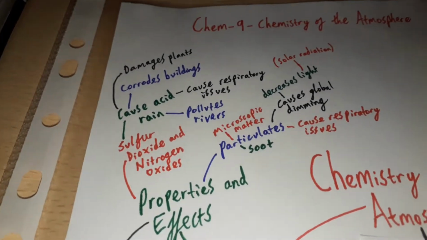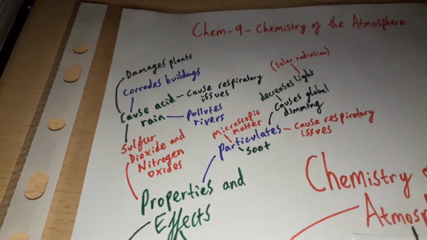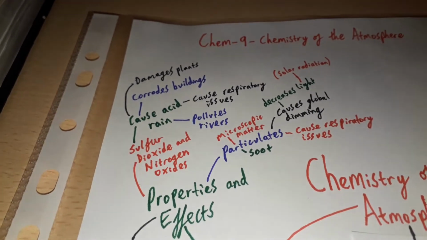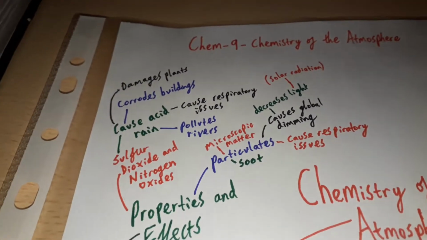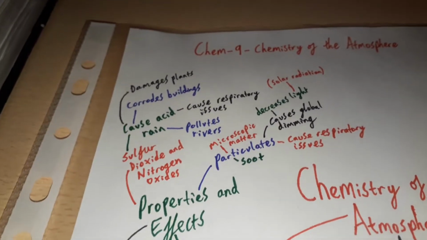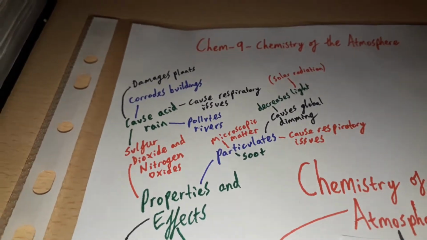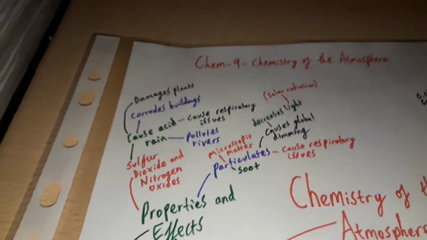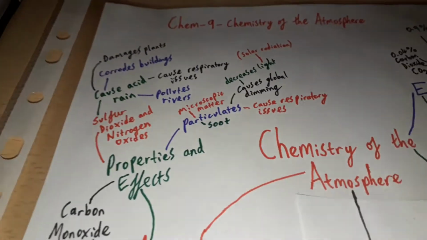Sulfur dioxide and nitrogen oxides can cause acid rain, which corrodes buildings, where it breaks down the limestone and stuff. It damages plants, such as trees. It pollutes rivers and can kill wildlife in rivers, like fish. And it can cause respiratory problems.